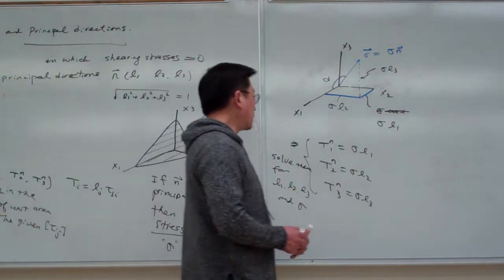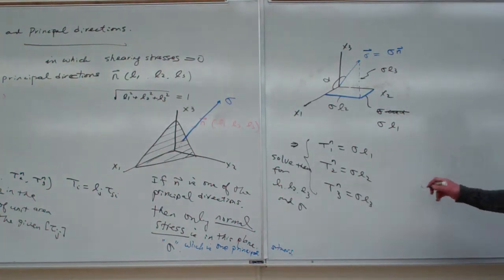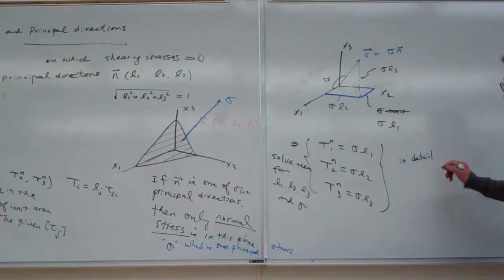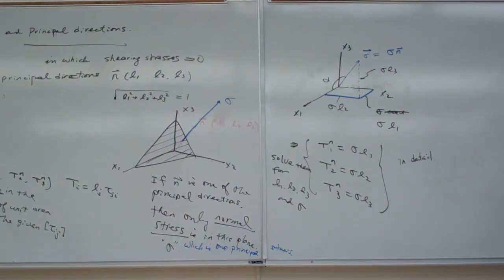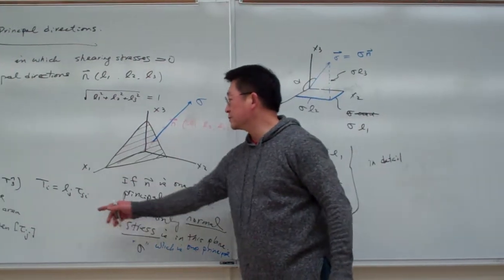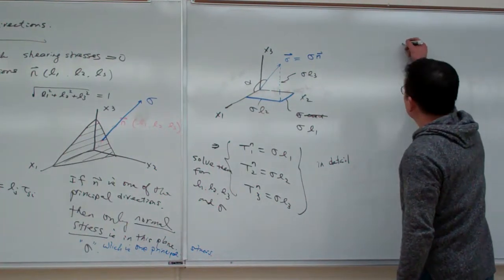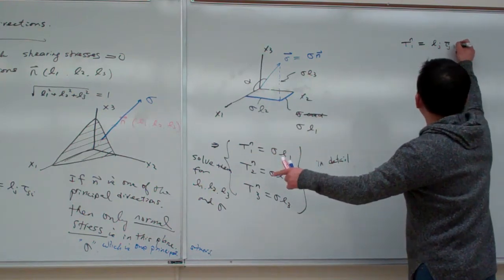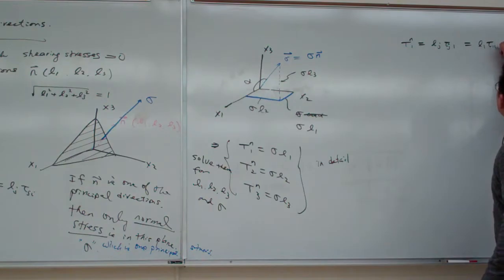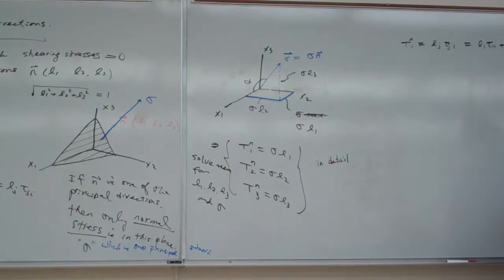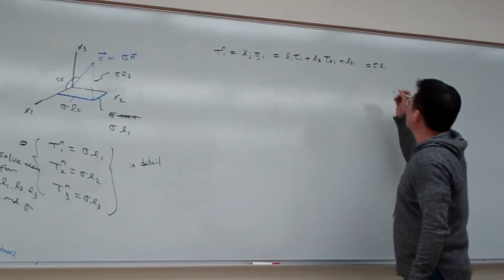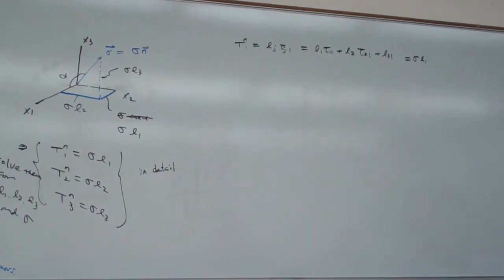Okay. So now let's implement this in more detail. What is Tn1? Let's apply it here. Tn1 equals Lj tau J1, so that is L1 tau 11 plus L2 tau 21 plus L3 tau 31. On the other side, this equals sigma L1.